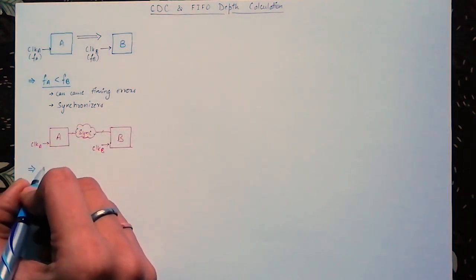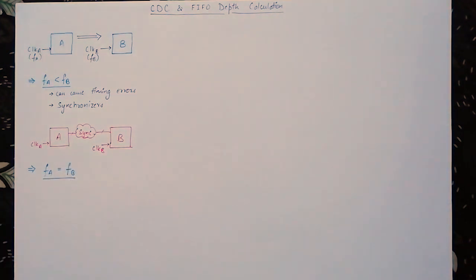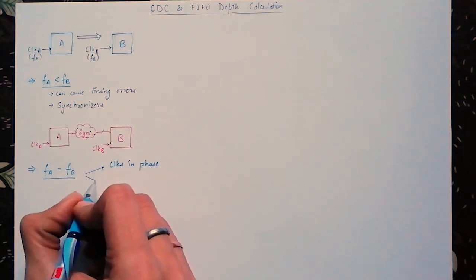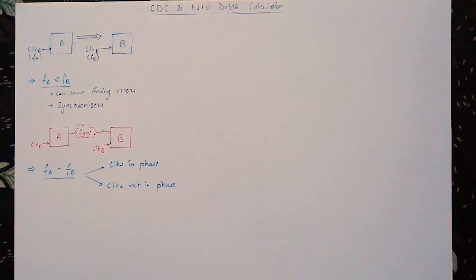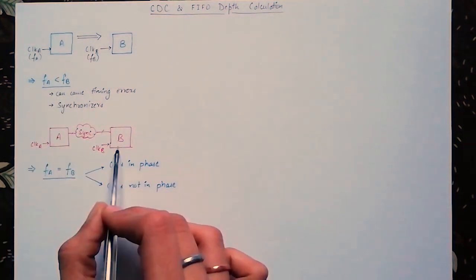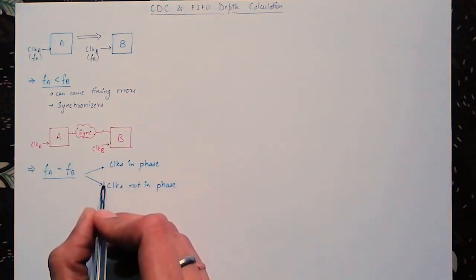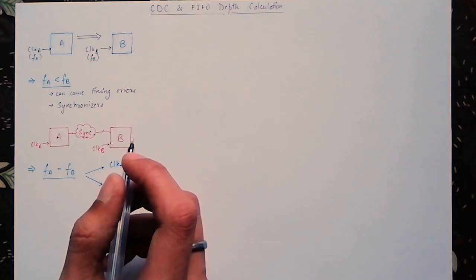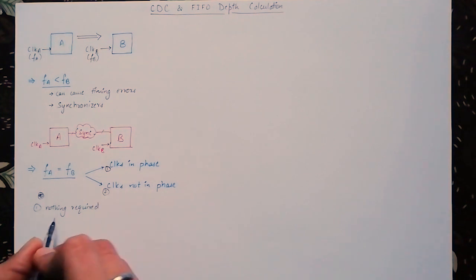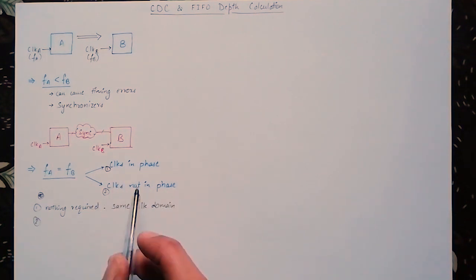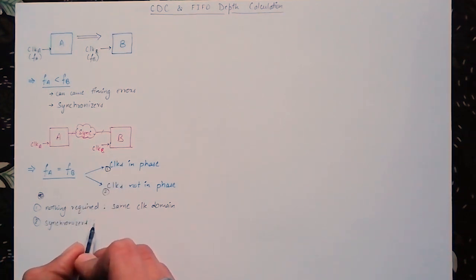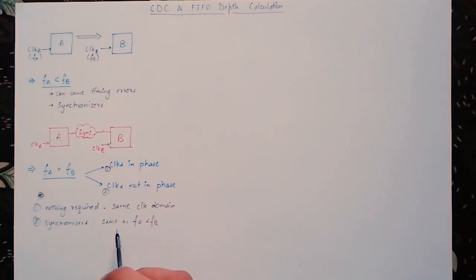Now considering the second case, where frequency of clock A is equal to frequency of clock B. Here we can further have two possibilities. The clocks can be in phase or not in phase with each other. Clocks in phase will be the same as if the two modules are working in the same clock domain. So simply data from A can be fed to B and nothing is required. If you make this situation as 1 and this as 2, for 1, nothing is required because they are in the same clock domain. But when clocks are not in phase, there is a possibility of timing error, so we will need synchronizers to make sure that module B doesn't have metastability.